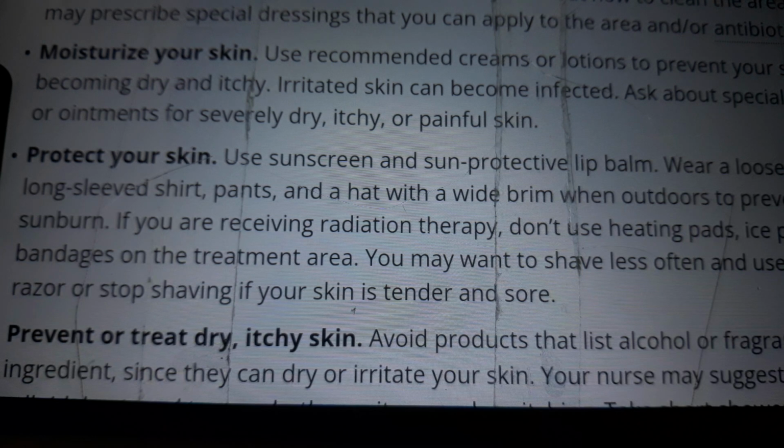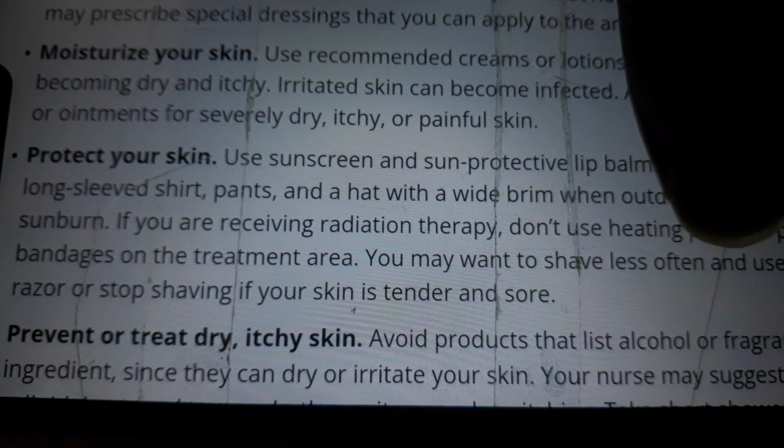Moisturize your skin. Use recommended creams or lotions to prevent your skin from becoming dry and itchy. Irritated skin can become infected. Ask about special creams or ointments for severely dry, itchy, or painful skin.